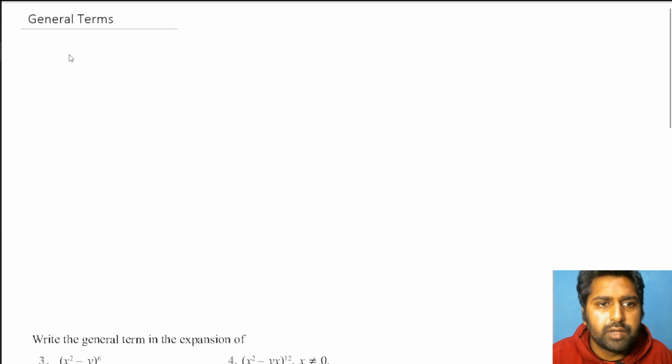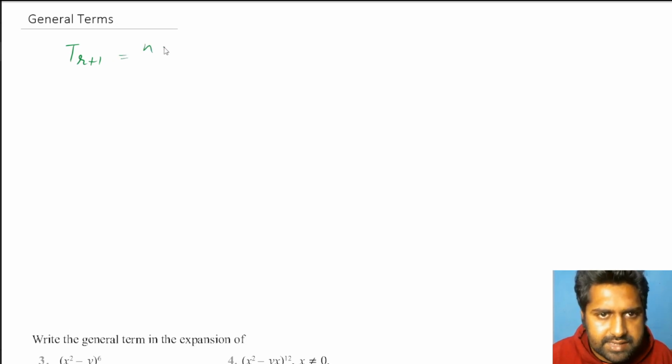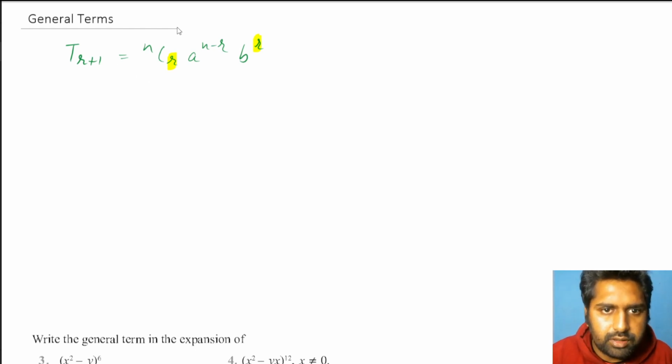General term. Okay, so it is represented by T(r+1). First of all, T means term. You will have first term, so we'll call it T1, then T2, then T3, T4, and so on. So in general, we'll call it T(r+1), and the formula for that is nCr a raised to power n minus r, b raised to power r. It is pretty much following the same rule. I told you that the same power will come here, and the subtraction of these two will be the power of a.